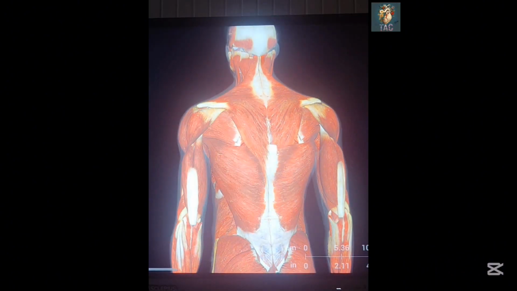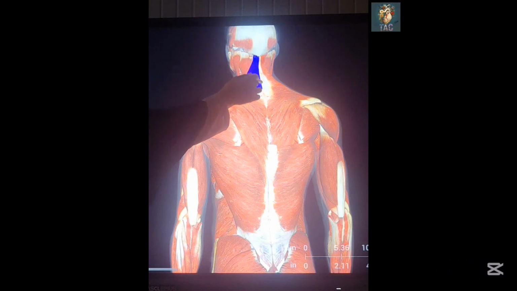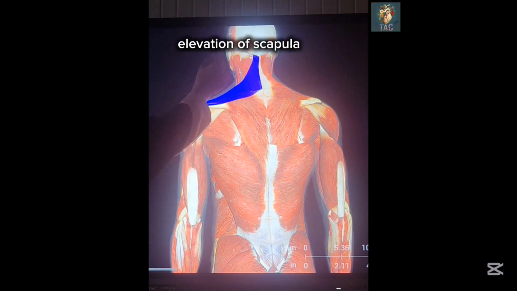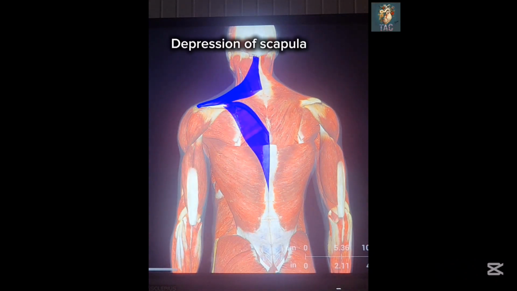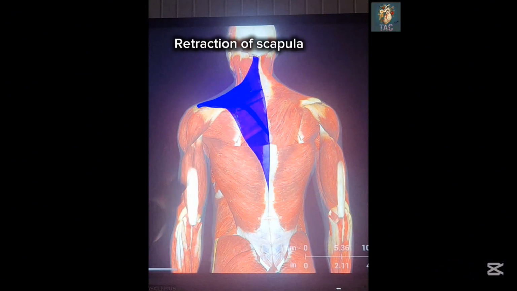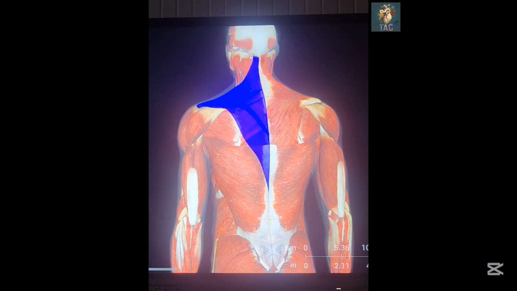Now moving on to the actions of the superficial muscles of the back. These are the upper fibers of the trapezius muscle, which cause the elevation of the scapula. These are the lower fibers of the trapezius muscle, which cause the depression of the scapula, and the middle fibers of the trapezius muscle, which cause the retraction of the shoulder joint and the scapula.